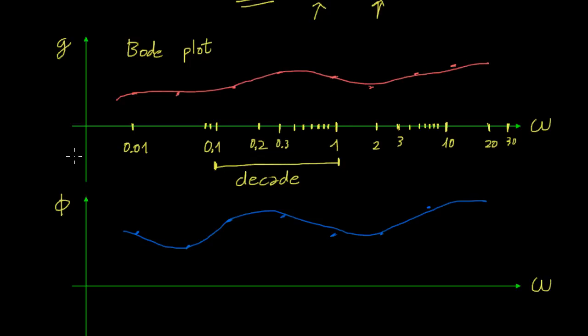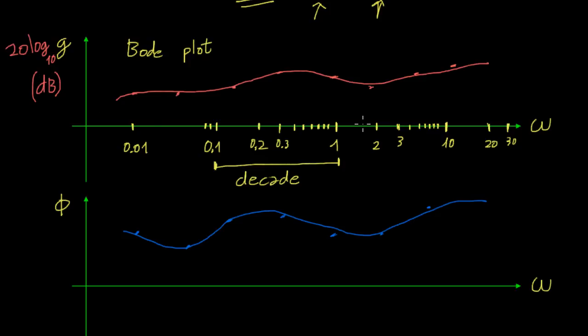Well, actually, in the top curve, we don't usually represent plainly the gain, but 20 times the common logarithm, that is the logarithm with base 10, of the gain. And then we say that the gain is expressed in decibels. Why we use decibels will become clear in the next video.